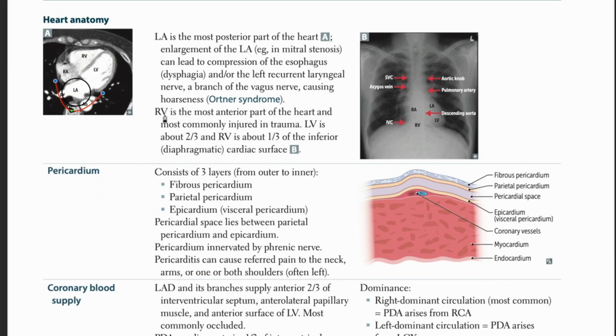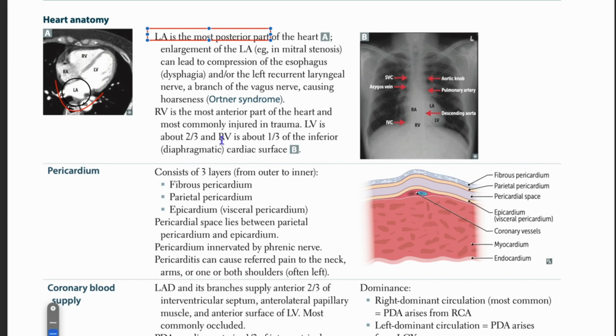Okay, so the right ventricle is the most anterior part of the heart. Again, that's the one that touches your chest wall or thoracic wall. The right ventricle is the most anterior part of the heart and most commonly injured in trauma. They will test you on this, so remember, the left atrium is the most posterior part. So if someone gets punched in the chest, this is the one that gets damaged first because it's the closest one to the wall.